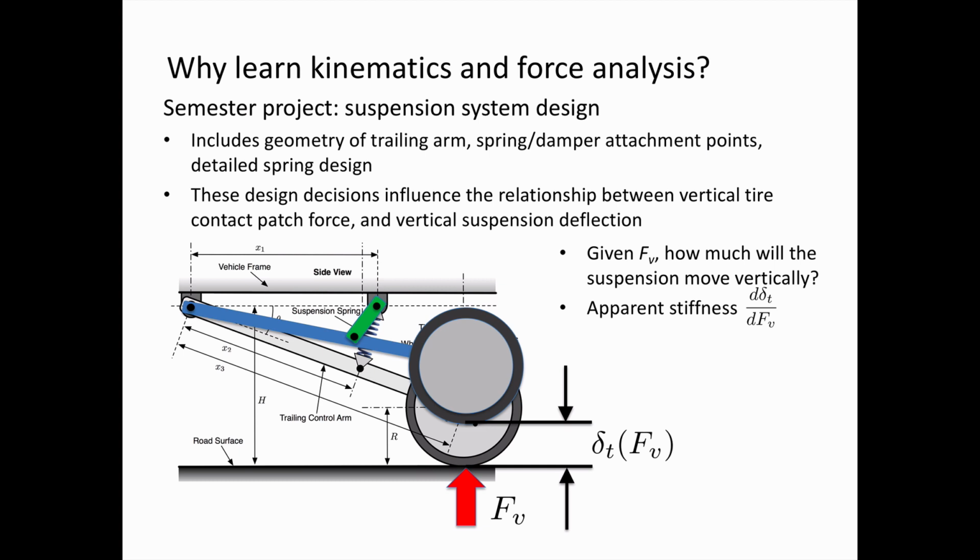Now, if we think about this without looking at the suspension, but imagine pushing on the bottom of the tire and you apply some force and it moves, that's going to behave like a spring. It has some apparent stiffness, and that's going to be the derivative of deflection with respect to force. So one important question is, does this stiffness depend on suspension position? Or in other words, as the suspension moves through its travel, does the apparent stiffness change?